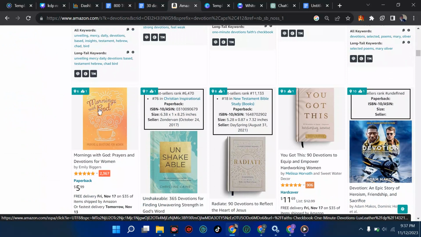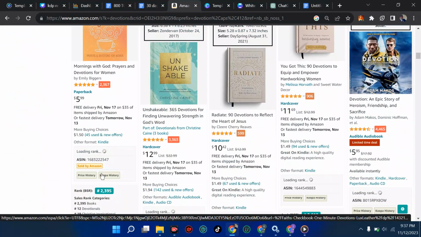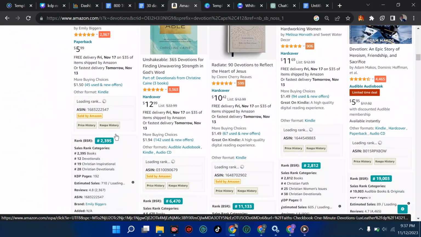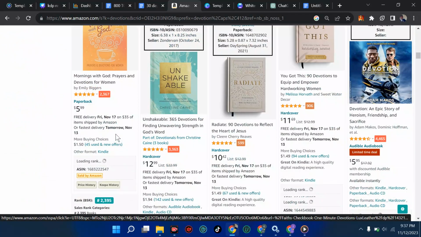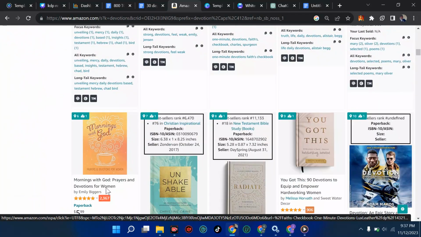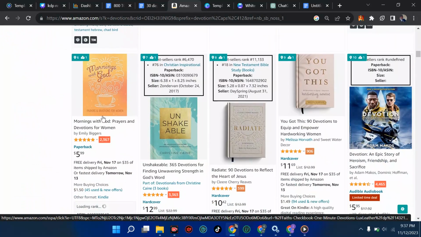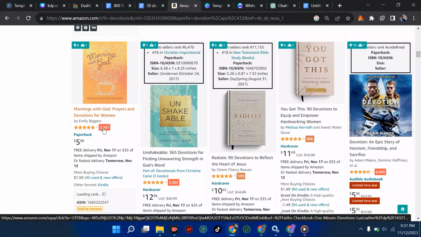Look at this one, Morning with God. This book has sold so much. I'm trying to find the date it was published. Moving around this. Okay, I didn't get that. Let me play around and see if any pop-up comes. All right. Anyway, let's stick to what I'm saying.